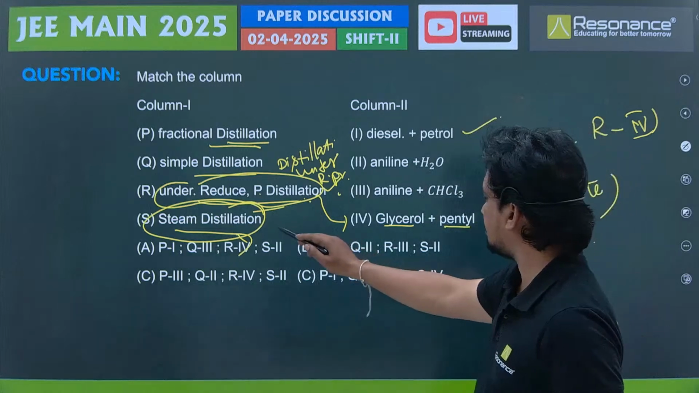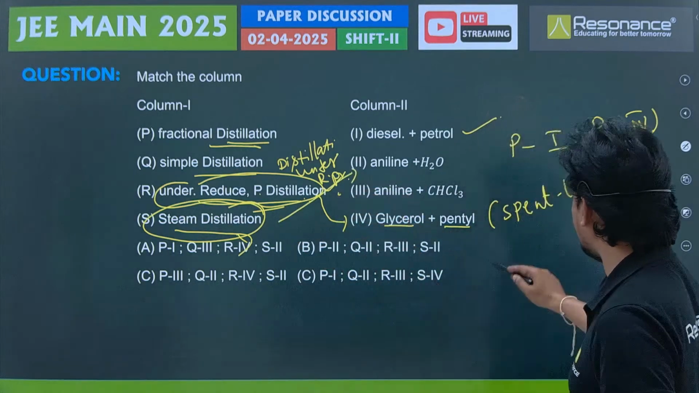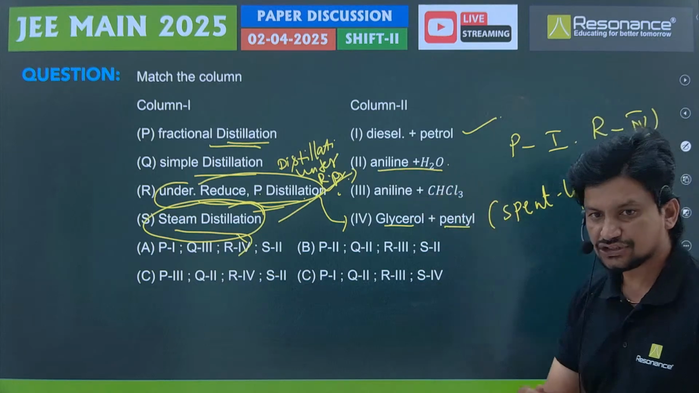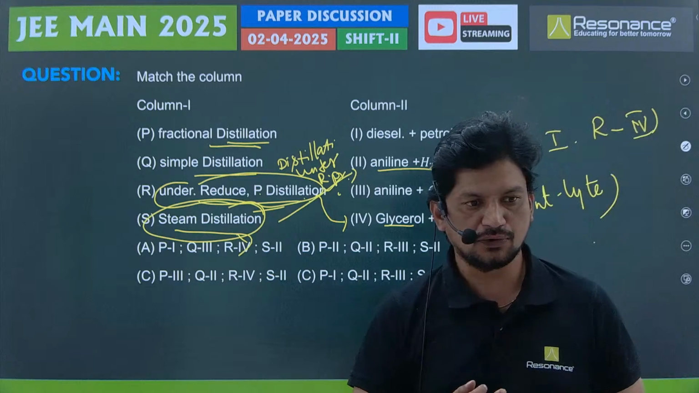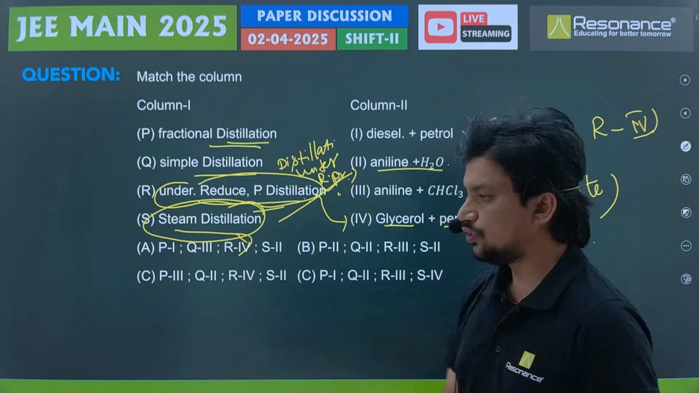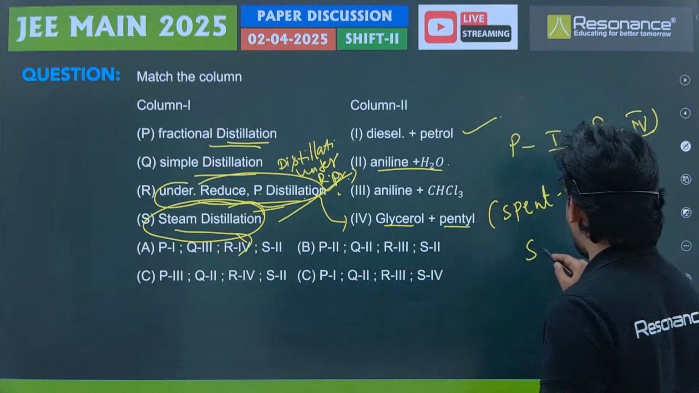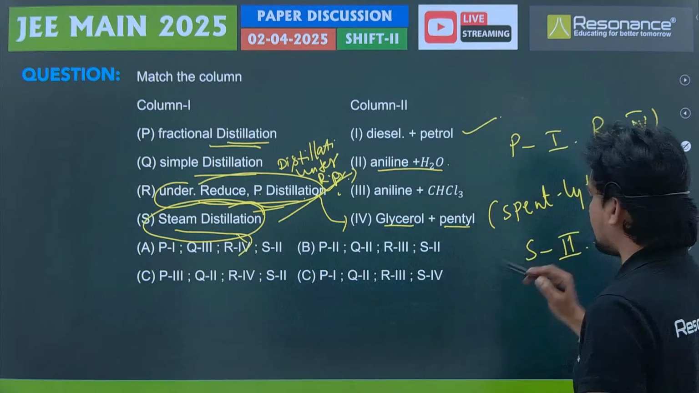For steam distillation, the option is aniline and water. Aniline is steam volatile but not miscible in water. So to separate aniline from water, we use steam distillation. For this option, the correct match is 2.